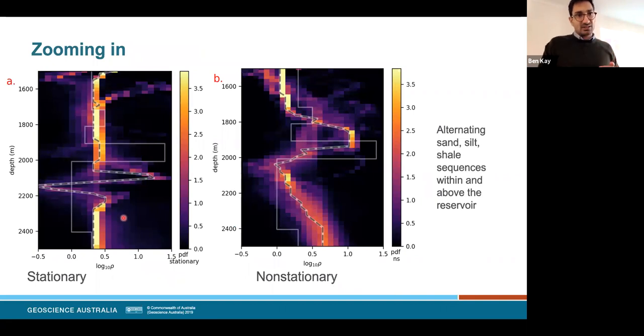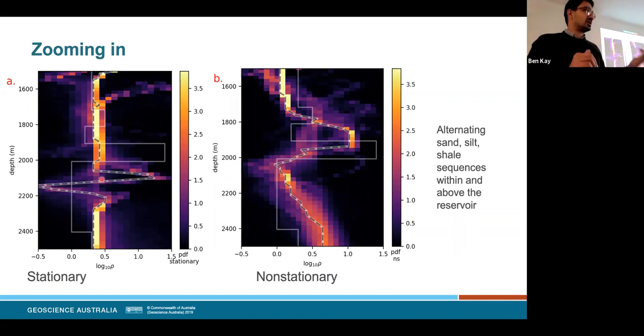Zooming in, this is what you would get from the blocky model, this white line that's on both the stationary and the non-stationary images. I'm going to draw your attention to the probable parts, which in the heat map are light colors. When you use a stationary Gaussian process, where I was trying to keep the length scale small so as to figure out sharp, subtle changes, I was only able to capture the bottom of the reservoir.